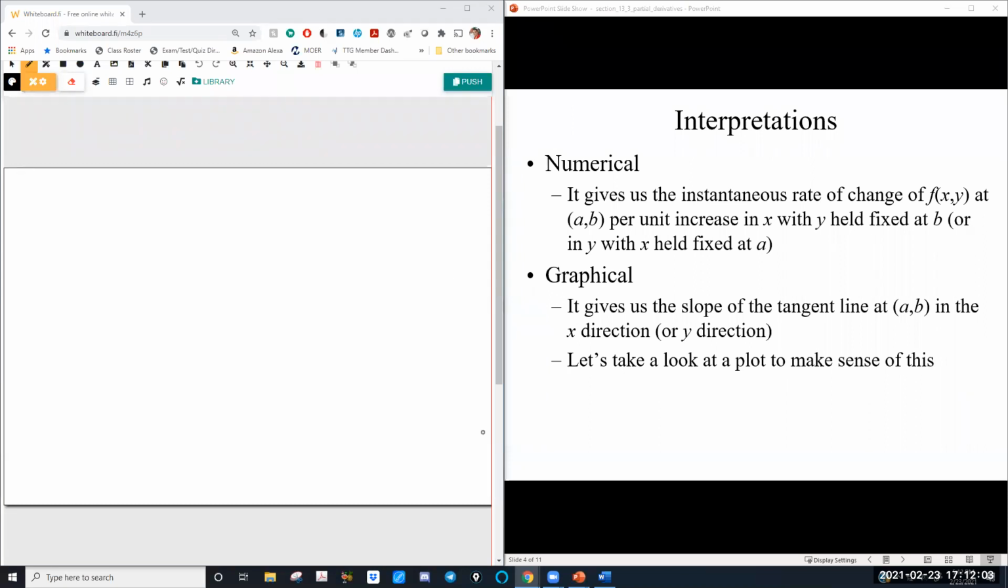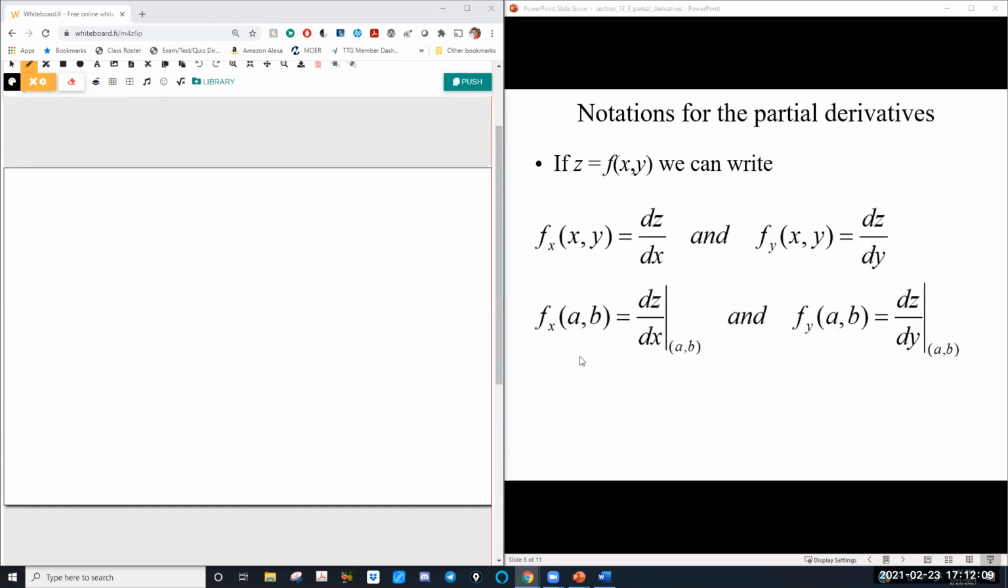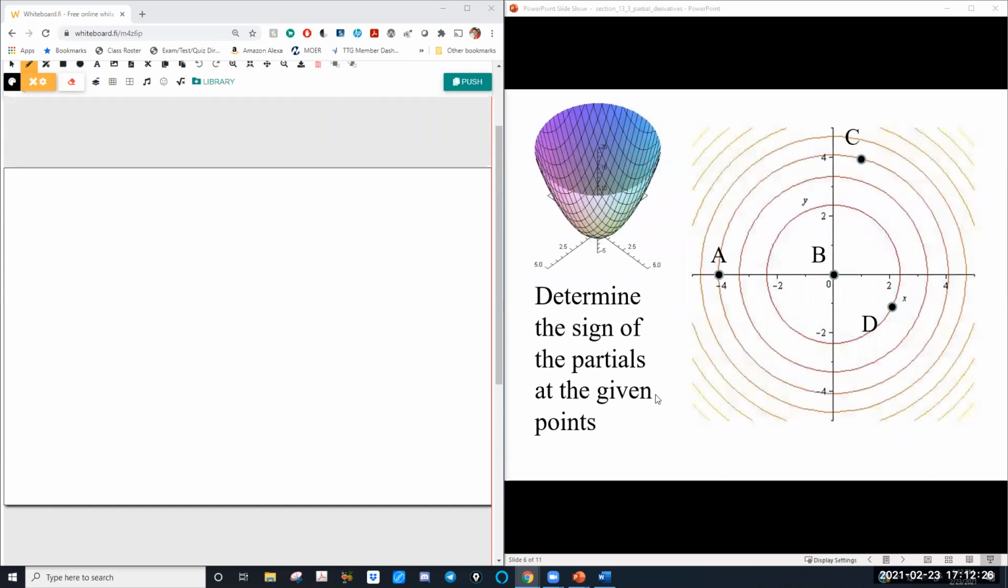All right, so again, we talked a little bit about the numerical and the graphical representation, and we talked about the notations. There's a couple other things I just want to show you. Number one is, first, let's just talk about determining the sign of a partial given a contour plot. So this would be our paraboloid here, and here's 4 different points where we have to determine the sign of the partials.